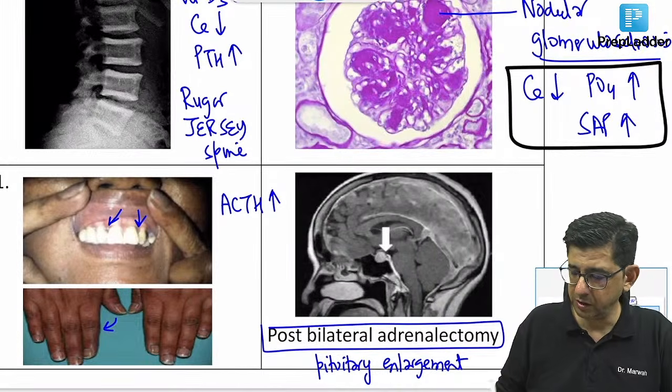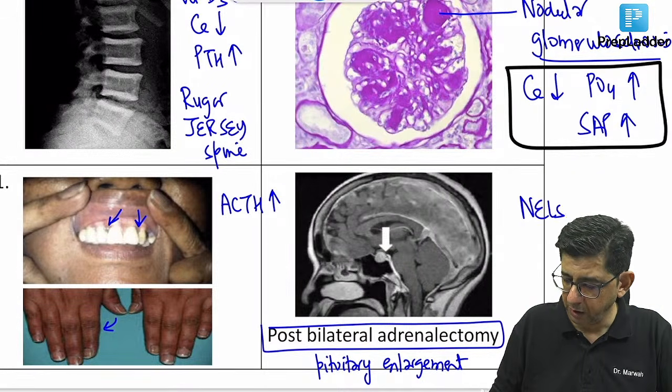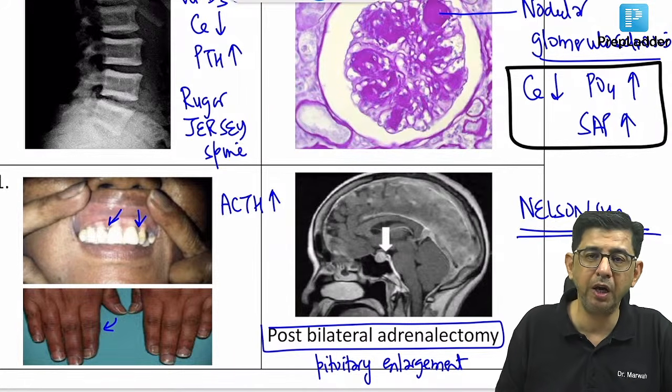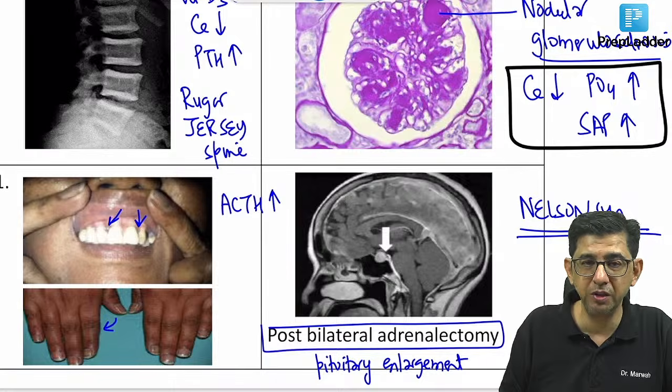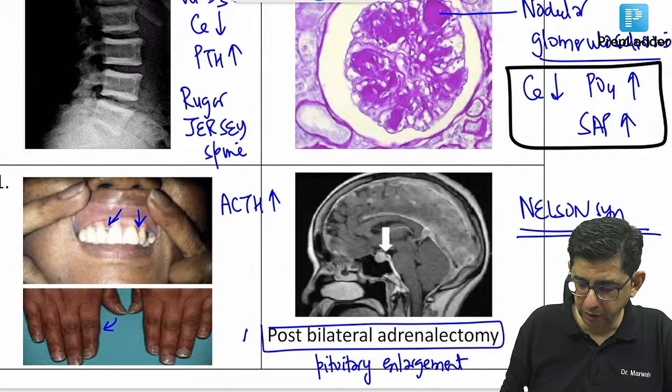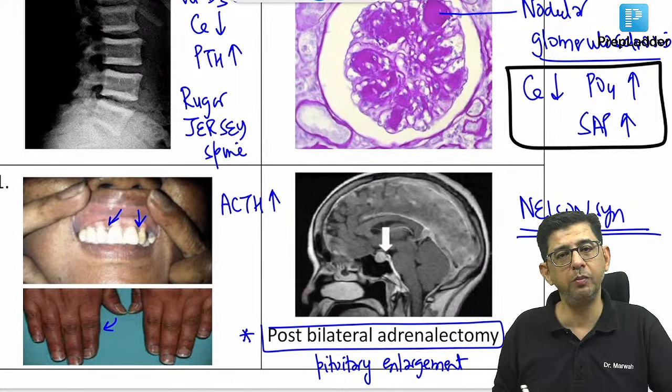So the diagnosis in this case would be Nelson syndrome. The highlight of this Nelson syndrome would be hyperpigmentation that would be seen at sites like the gingiva or the dorsal of the hands of the patient. And anyway, the main hint in the question, which everybody could pick up, was post bilateral adrenalectomy.